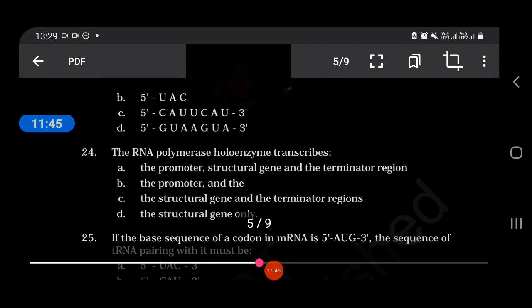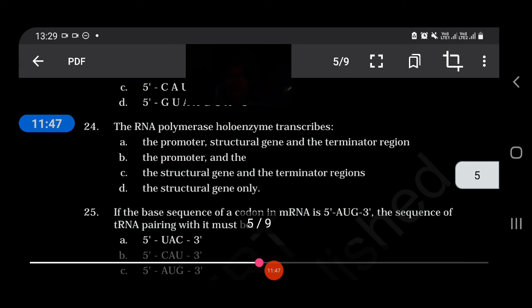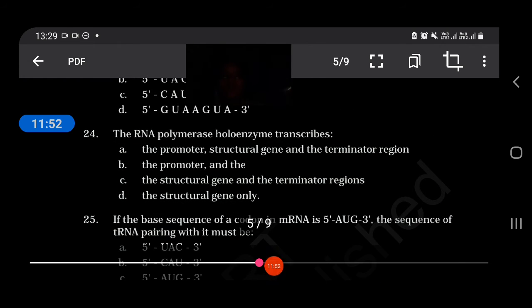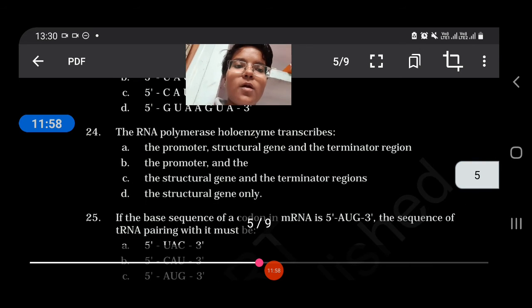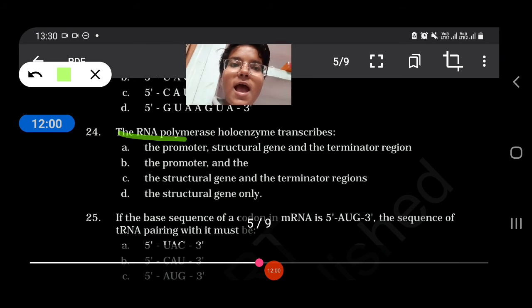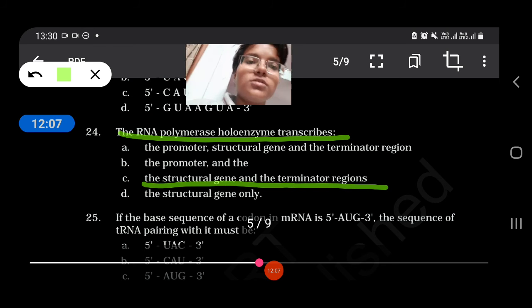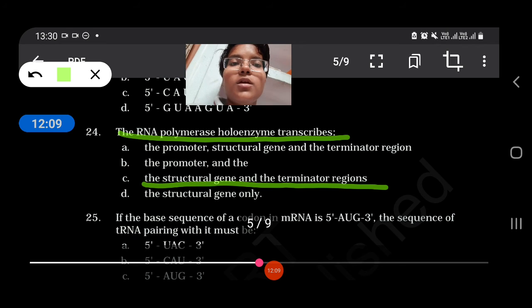The RNA polymerase holoenzyme transcribes the structural gene and the terminator regions. So the answer is C.